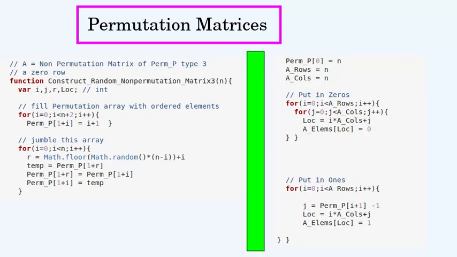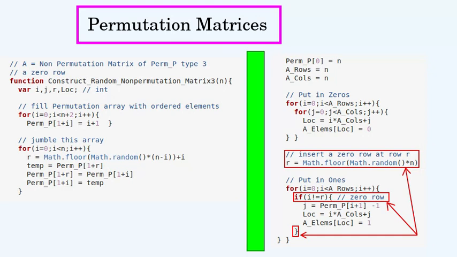So now to create a function that constructs a random permutation matrix with a zero row, we'll write out the code that we used to create a random permutation matrix. Then we'll insert a row of zeros at row R. We'll put an extra condition inside the loop that won't load a 1 into a row if it's the row that we want to have as a row of only zeros.